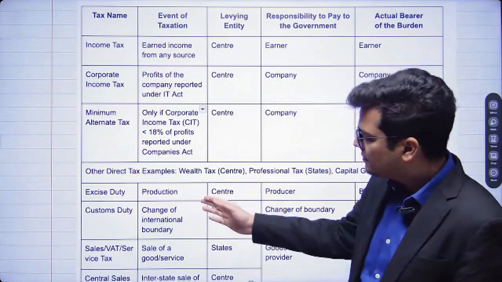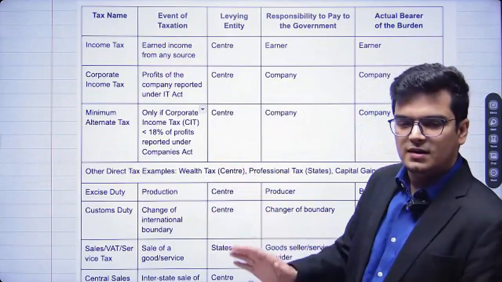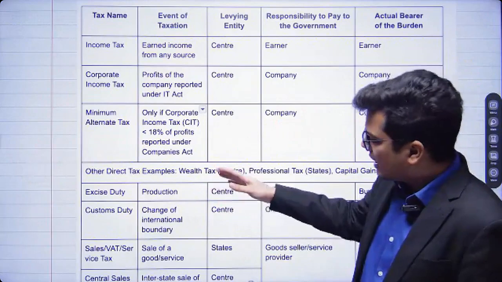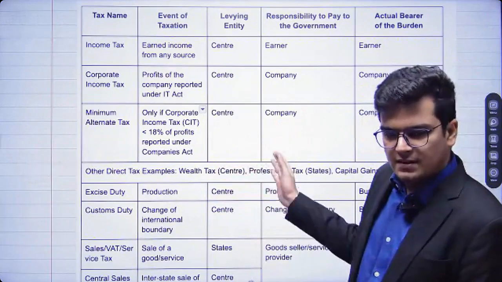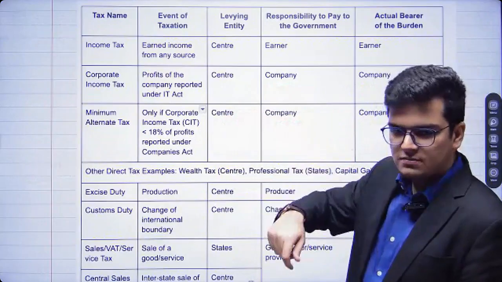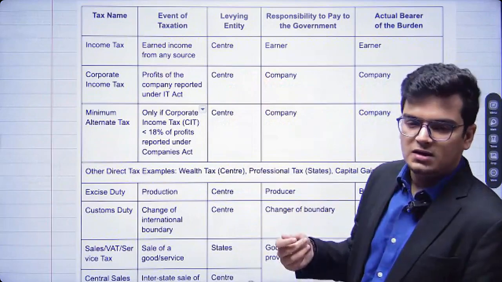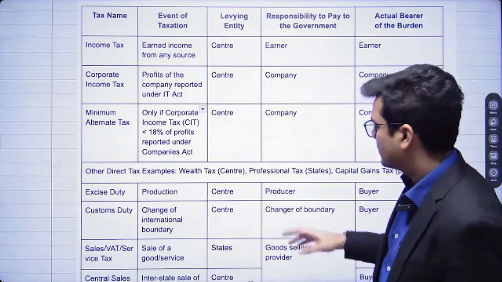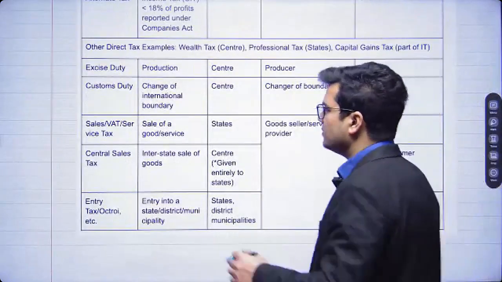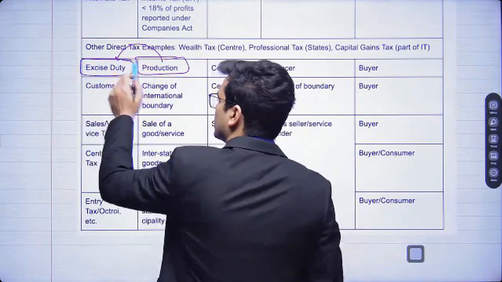Again, there will be some event of taxation. From that event, a tax liability will be created. From that tax liability, somebody will pay that tax, somebody will have responsibility to deposit, but responsibility of depositing will be different, and whose actual money is going, that will be different. वो देखते हैं. One such indirect tax is production. Tax on production called excise duty.